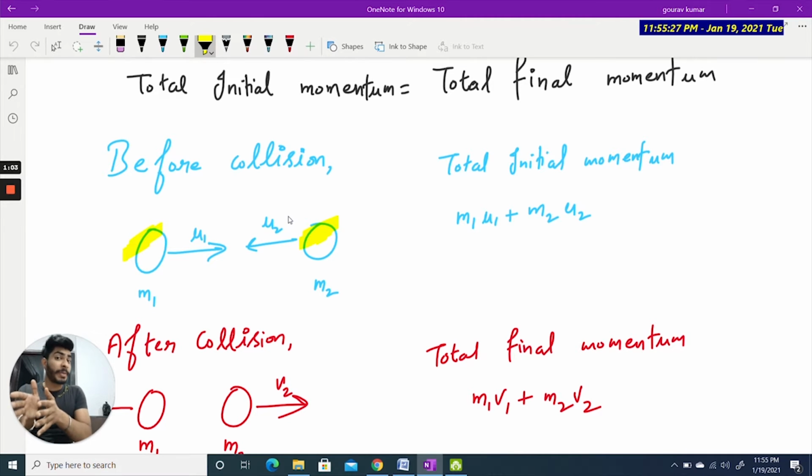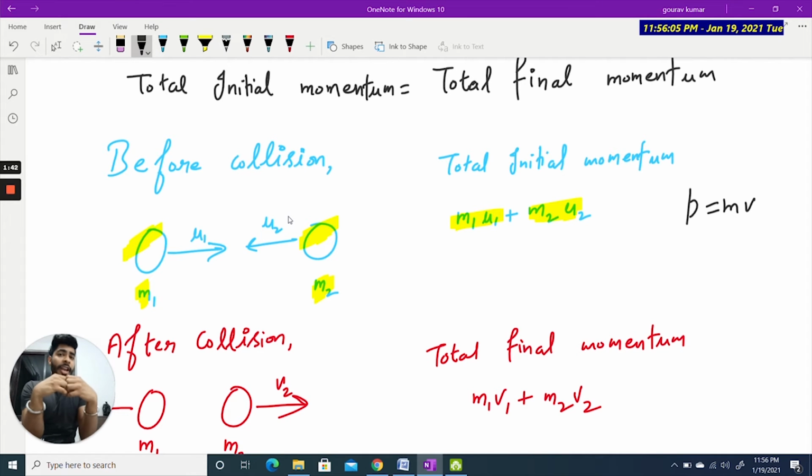So this is the situation before collision. Currently they did not collide with each other. They are just traveling towards each other. Okay. So their momentum will be m1 u1 plus m2 u2. As all of you know, momentum has a general formula, mass into velocity. Our mass of first ball is m1, mass of second ball is m2. So m1 u1 plus m2 u2 is our initial momentum. Basically total initial momentum.